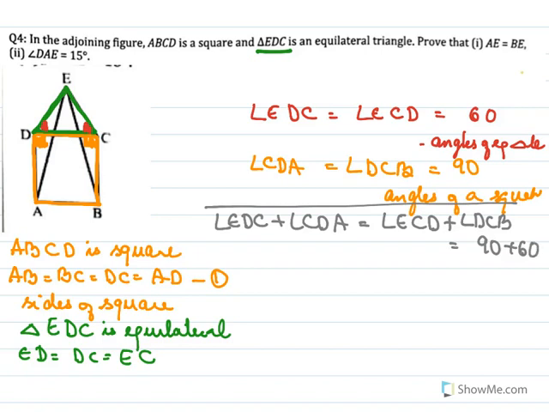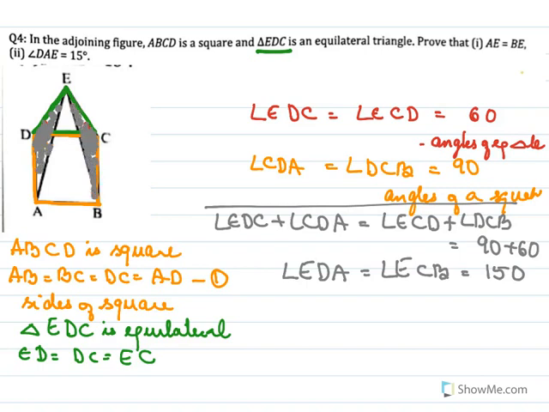And what is this angle EDC plus CDA? It is this entire angle. How do we name that angle? We name it as angle EDA. And the next also is this entire angle, 60 the red and 90 the orange. So that entire angle is equal to angle ECB, that is 150.